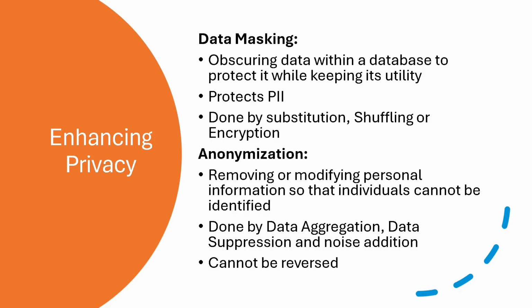Anonymization. Anonymization involves removing or modifying personal information in the dataset so that individuals cannot be identified. Anonymization is achieved by using data aggregation, data suppression, or addition of noise. After anonymization, the data can never be reverse engineered to get the original data.